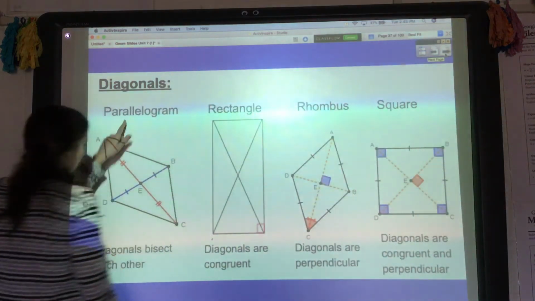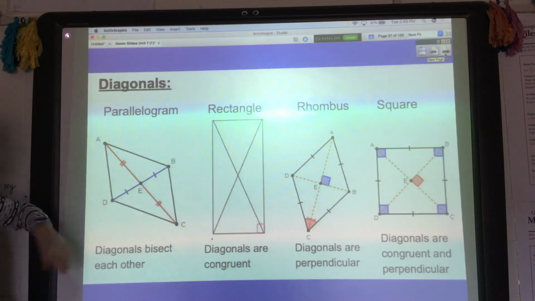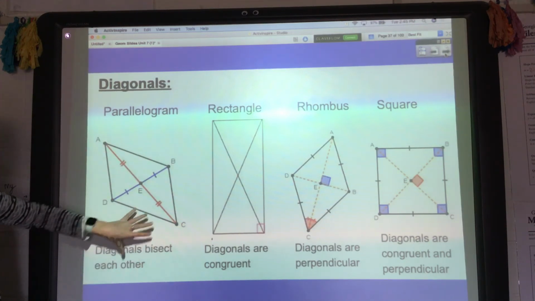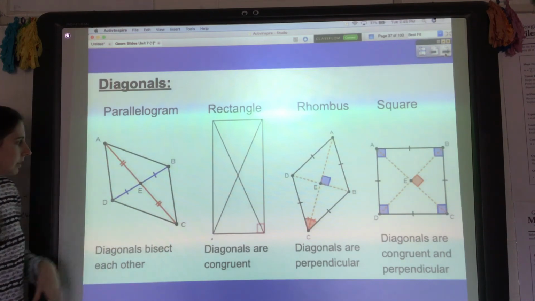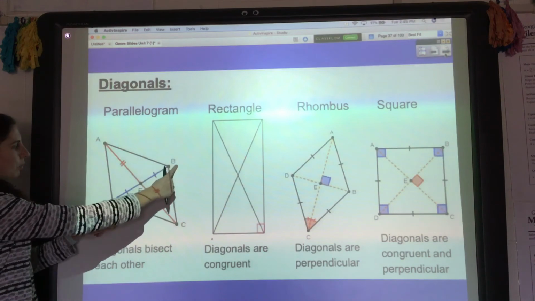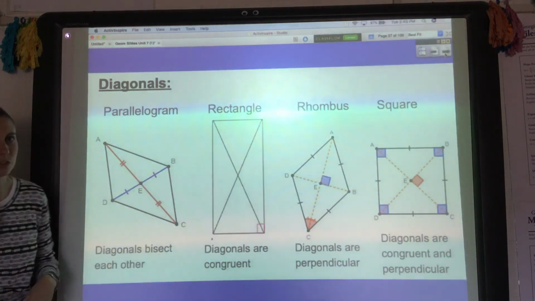So with parallelograms, the diagonals bisect each other. Like these cut each other in half perfectly. The way you could prove this is actually with midpoints. Find the midpoint of AC, and then find the midpoint of BD, and if they're the same midpoint, then the diagonals do bisect each other.